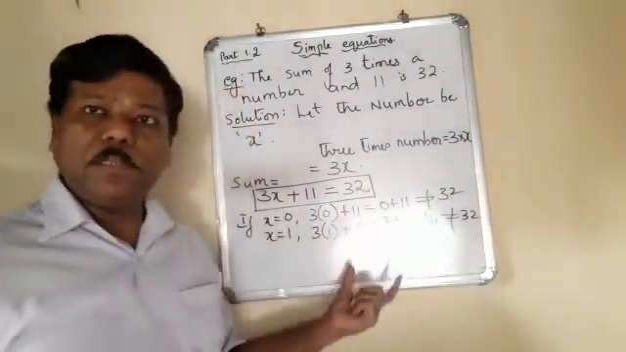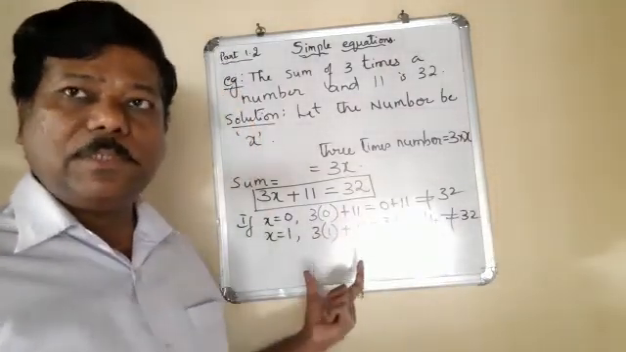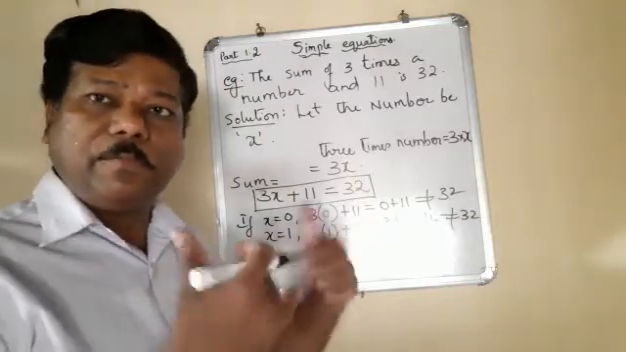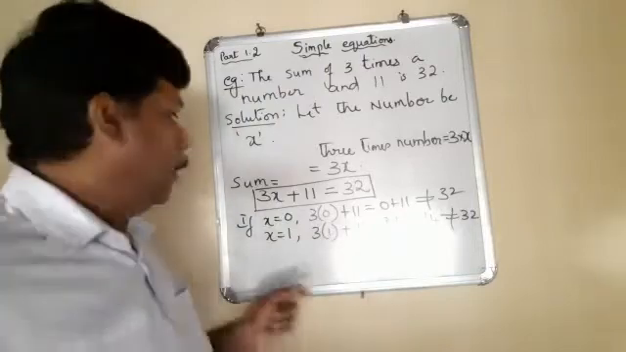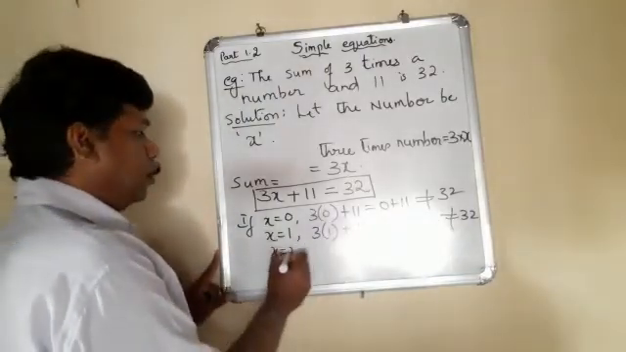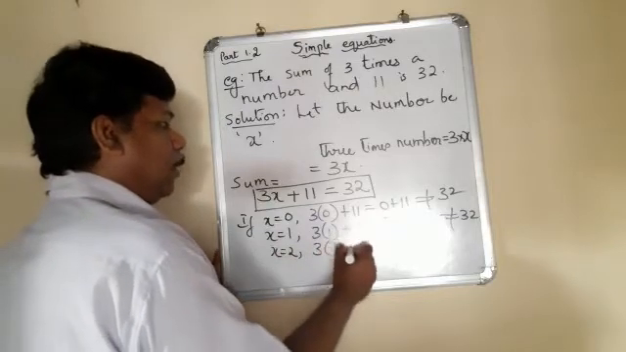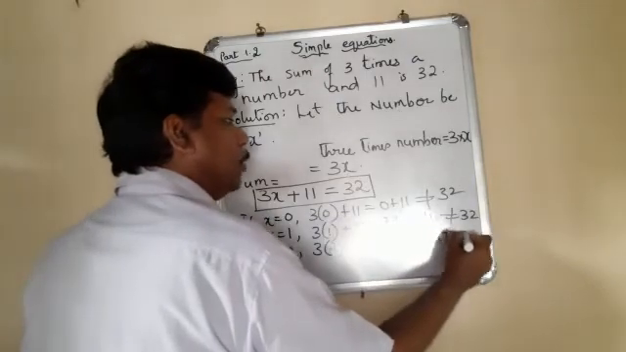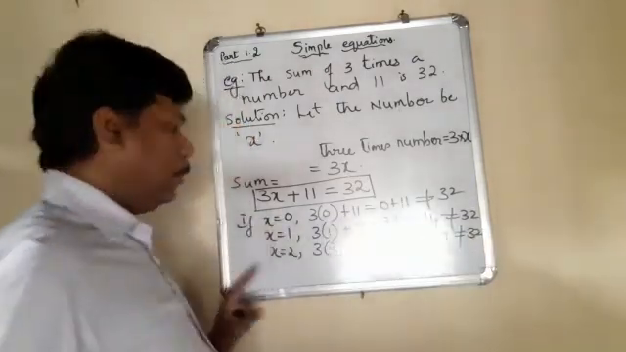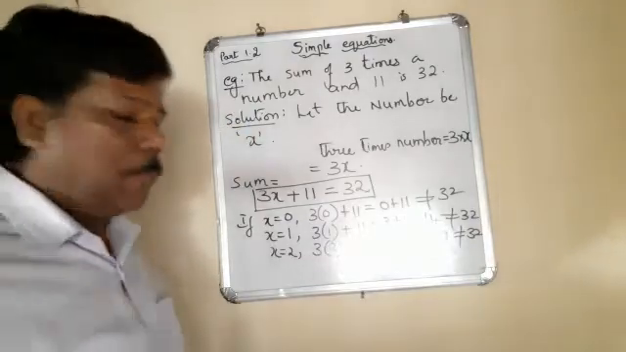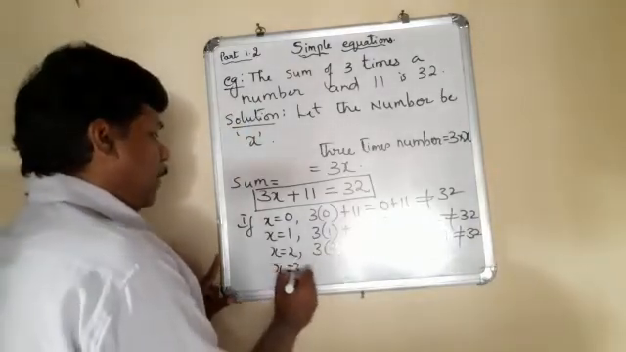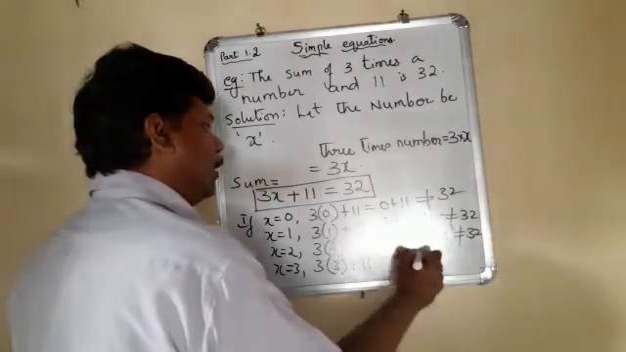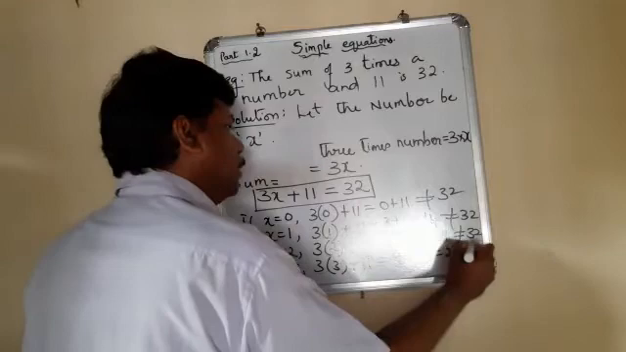So this method is taking a lot of time, right? Therefore it is called trial and error. If there is an error, we try with a new value. So what about if x is equal to 2? 3 into 2 plus 11 is equal to 6 plus 11, which is 17, which is not equal to 32. So the value of x is not 2. Let us try with x is equal to 3. 3 multiplied by 3 plus 11 is equal to 9 plus 11, which is 20. Again, it is not equal to 32.